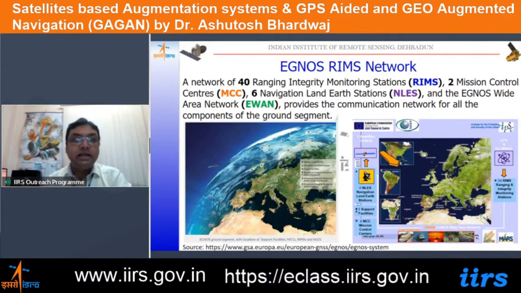However, as Galileo is moving towards completion, they have a plan for EGNOS 2.0 where their systems will work on the GPS as well as Galileo. So that kind of system they will have, and they have 2 mission control centers, 6 navigation land earth stations, and an EGNOS wide area network. So this is the location of various stations which they have put across the European region.